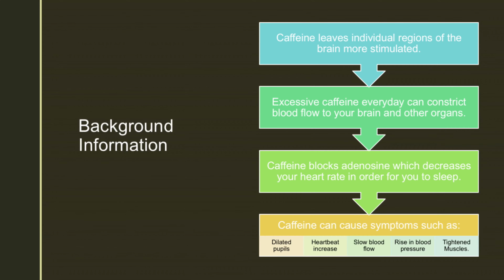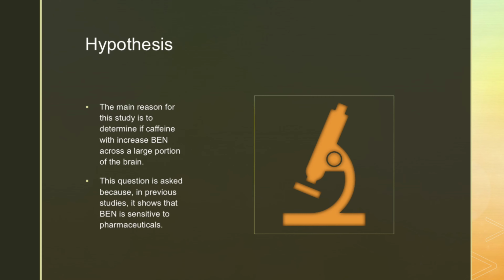Next, we were told to choose a hypothesis for our topic. Will caffeine increase brain entropy across a large portion of the brain? We decided to go with this because previous studies show that BEN is sensitive to pharmaceuticals.